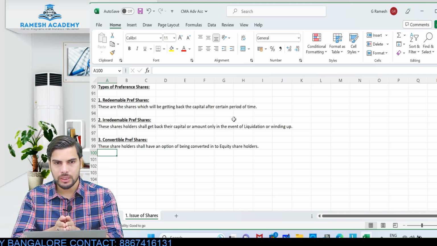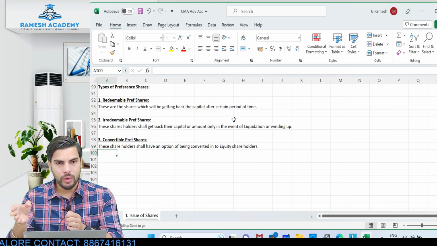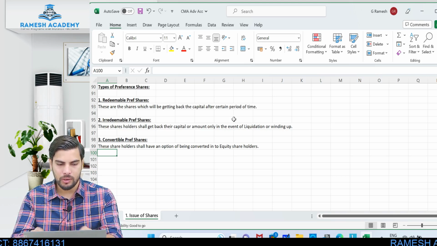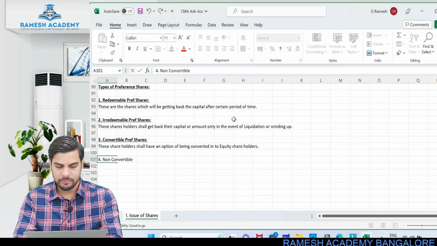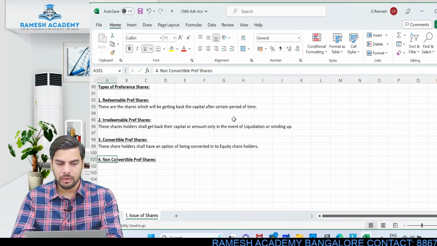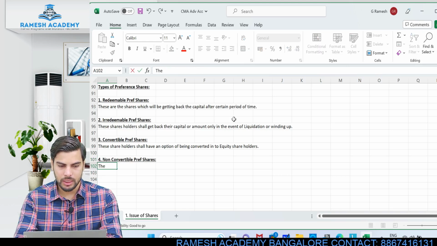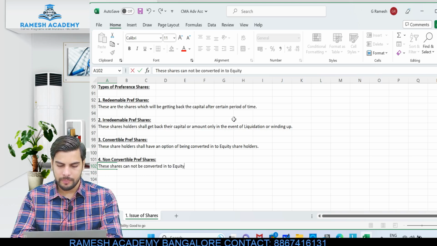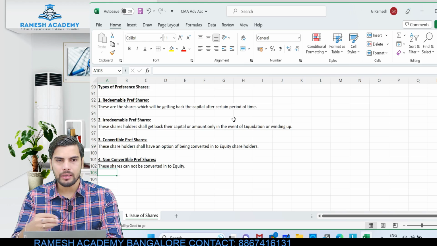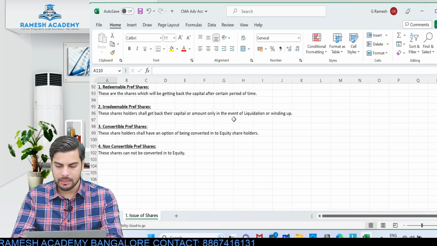Initially I'm a preference shareholder. If I have a right to get converted into equity shareholder, I'm carrying convertible preference shares. What about non-convertible preference shares? Exactly the opposite. These shares cannot be converted into equity. Clear? They will not have the option of getting these shares converted into equity, as simple as that. Clear?